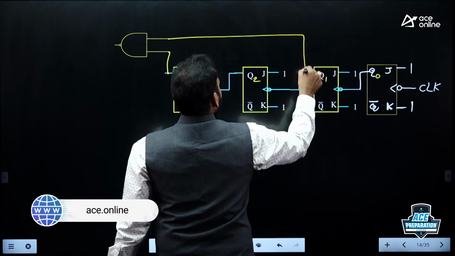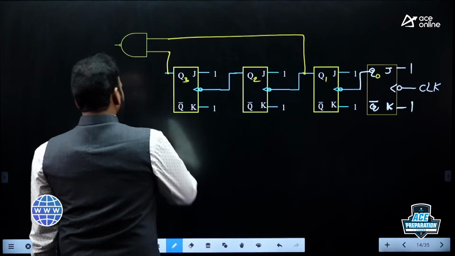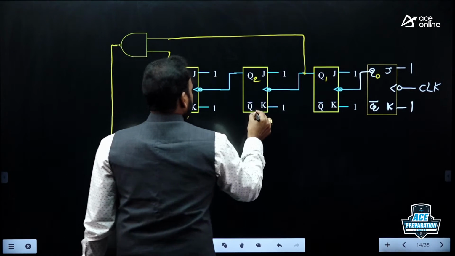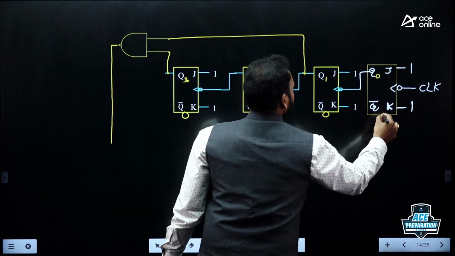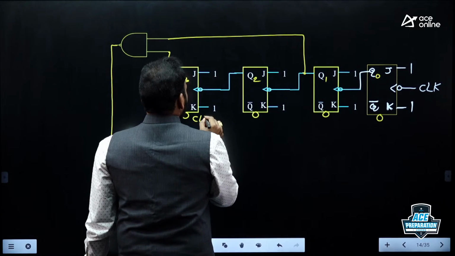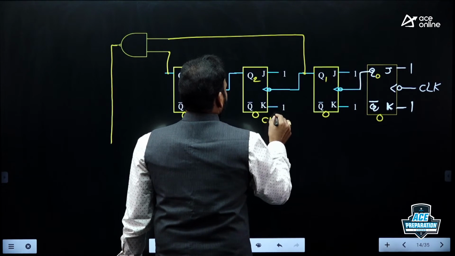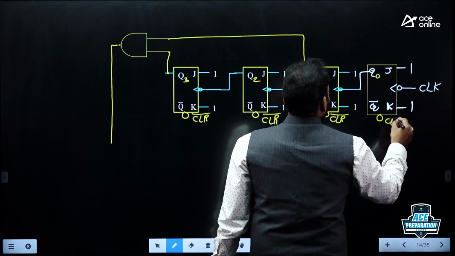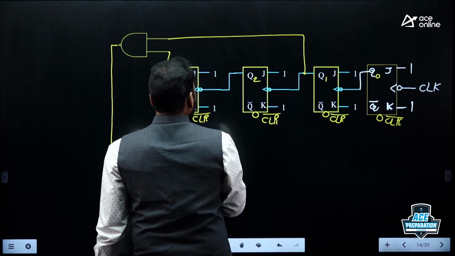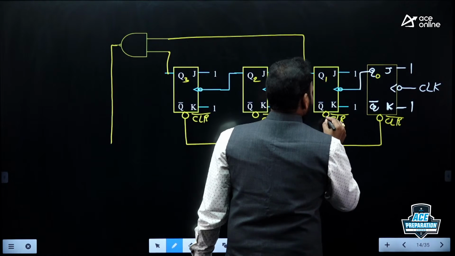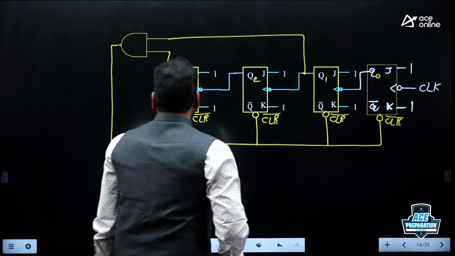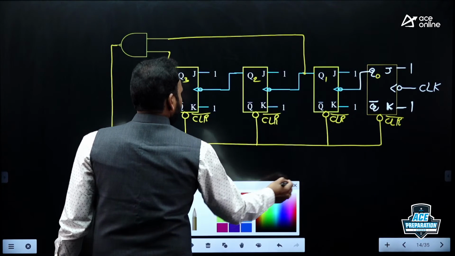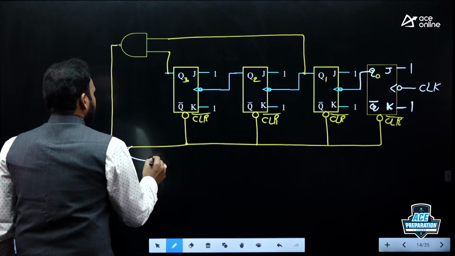And one terminal to Q1. Then I'd like to consider the output of this NAND gate. I am assuming these all are clear terminals, and this output is connecting to the clear terminal. Now focus at this node.